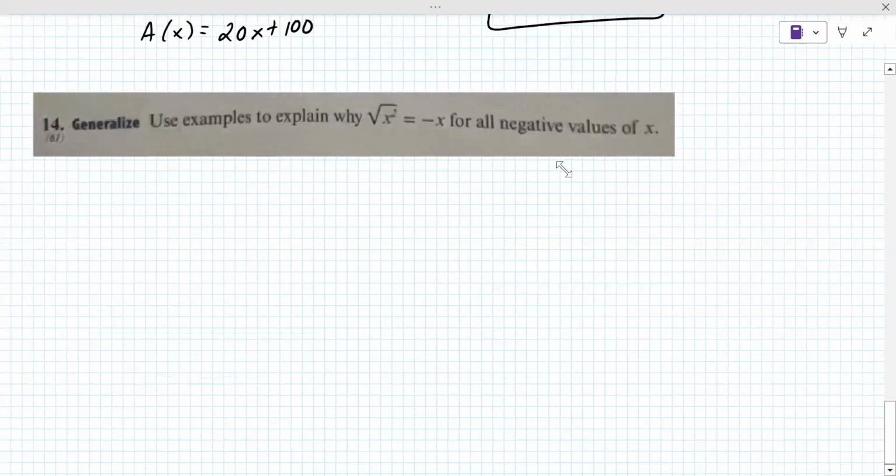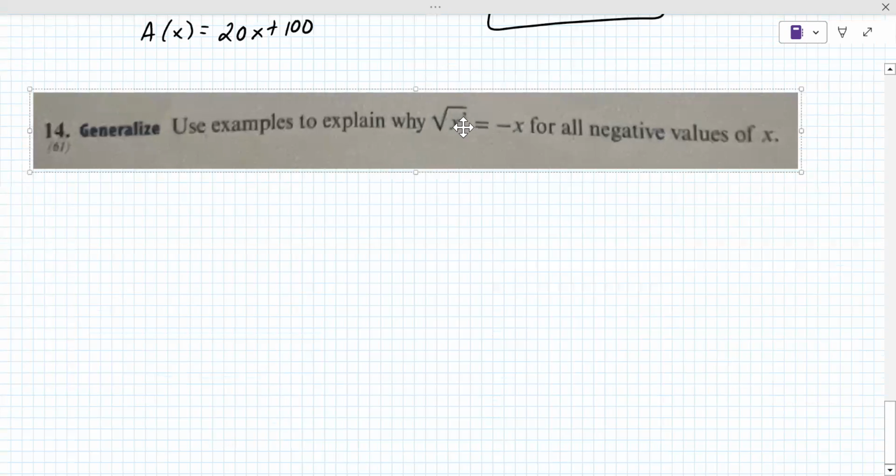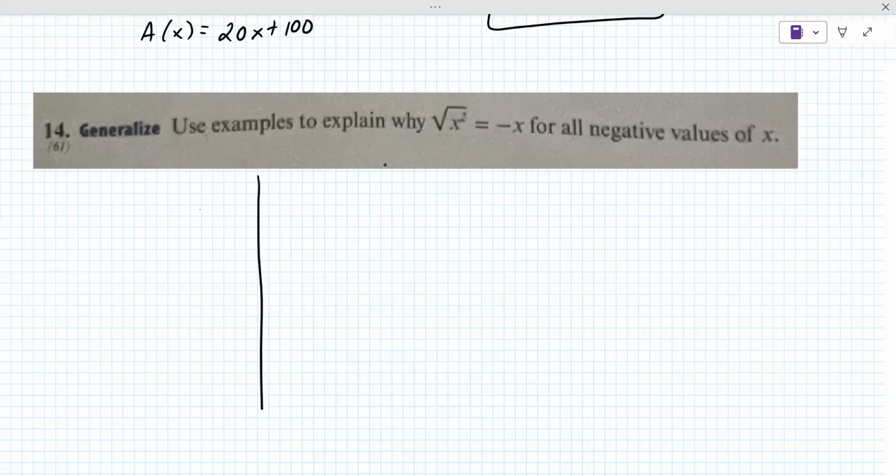Generalize. Use examples to explain why square root of x squared equals negative x for all values of x. Is it saying that, if... They're saying to build a table here where you start with negative x values. So for example, assume x is -1 and then do the square root of x squared.